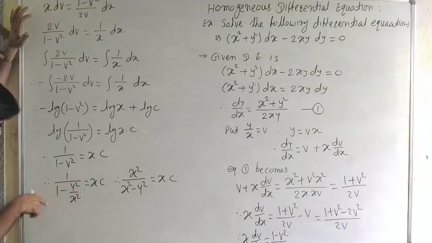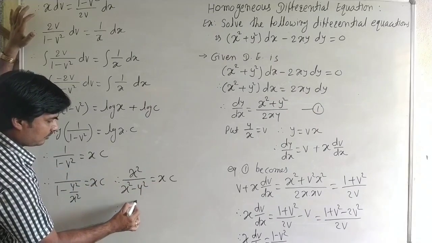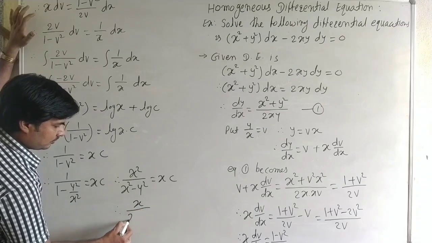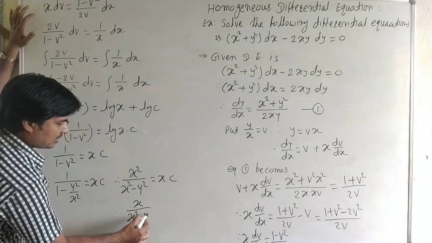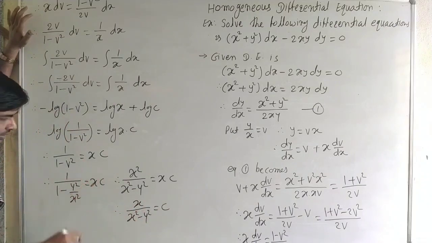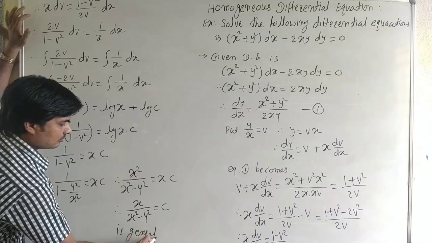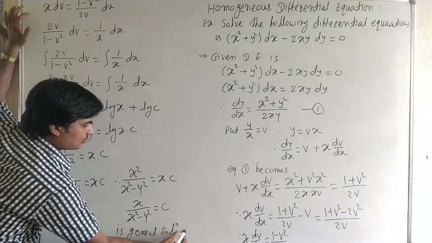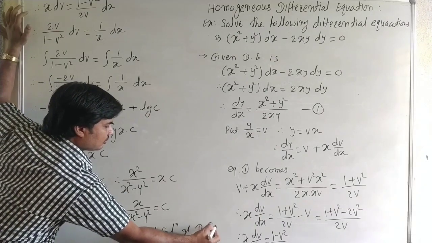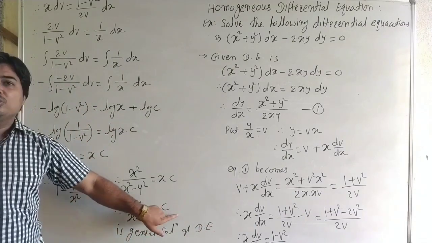See carefully this. In x square upon x square minus y square, the numerator x square and this x get cancelled. We get x upon x square minus y square is equal to c, which is the general solution of the differential equation. x upon x square minus y square is equal to c.